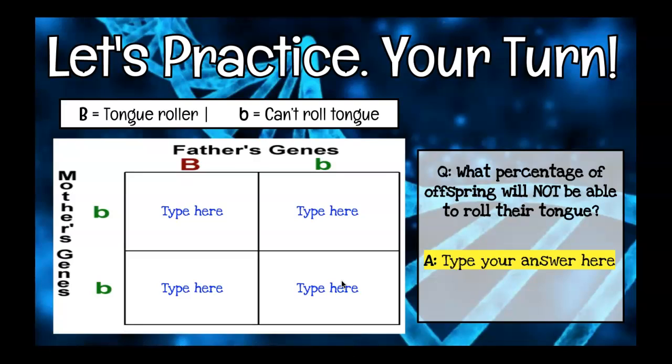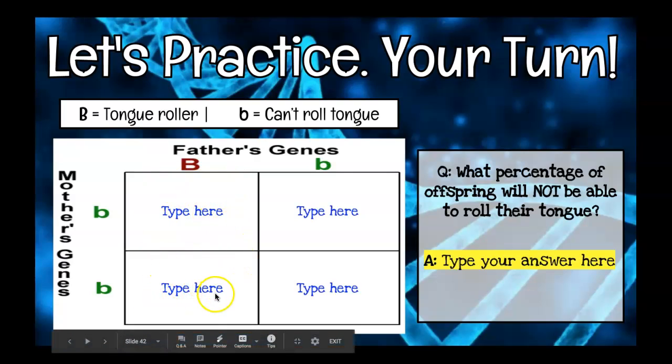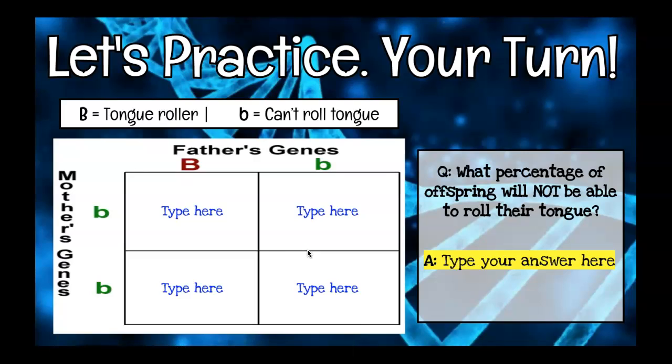And the question says, what percentage of offspring will not be able to roll their tongue? So, the recessive trait, can't roll their tongue. In order to not be able to roll their tongue, they have to have the combination little b, little b. Wouldn't have been this box. Wouldn't have been this box, but this box and this box would have given us little b, little b. So two out of four of the boxes will give us the trait of not being able to roll their tongue, and two out of four is half, so that's 50%.